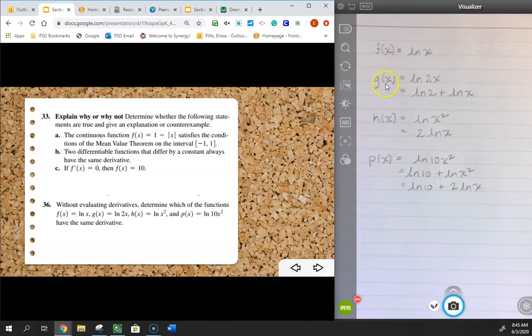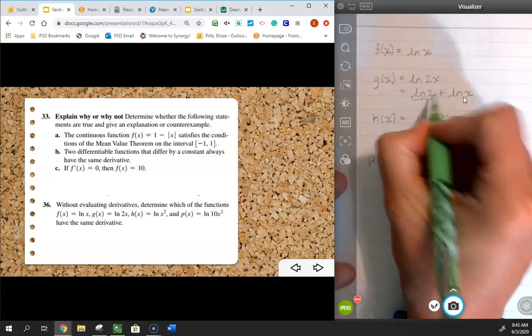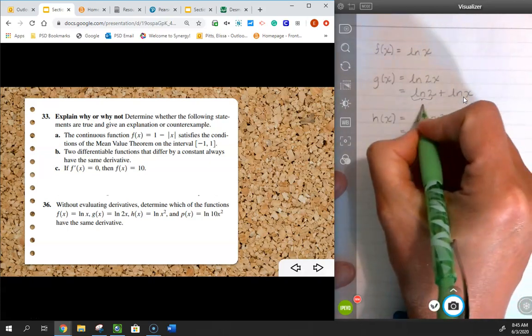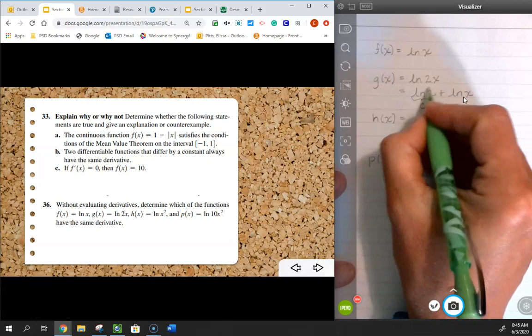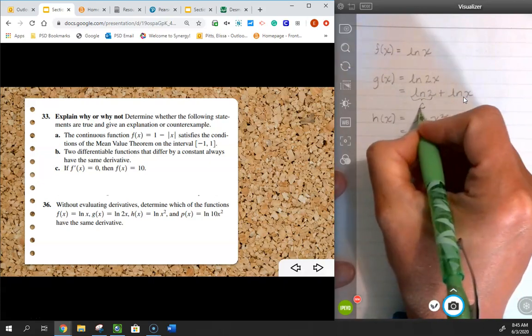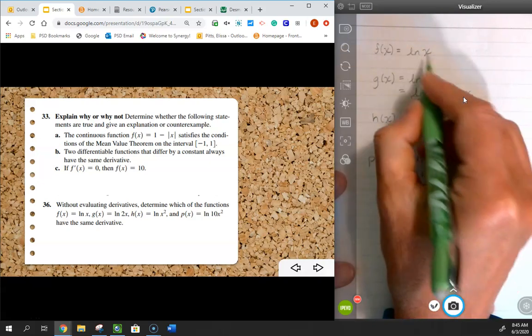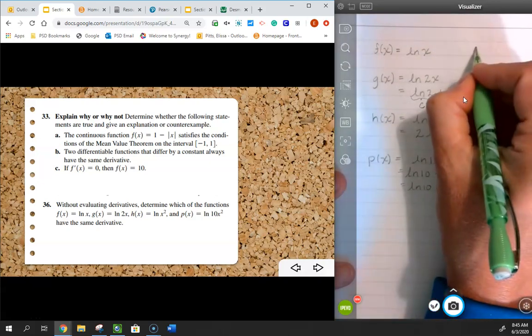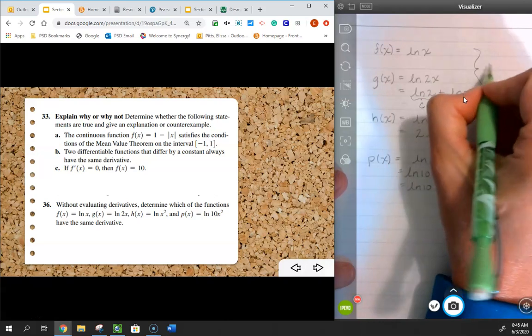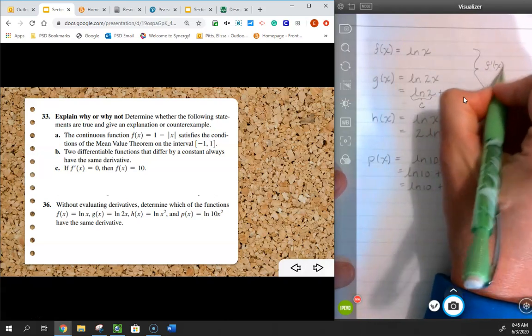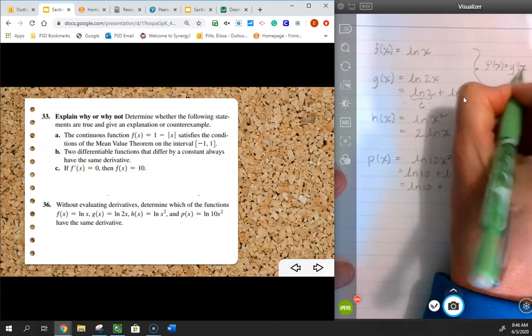Natural log of x, we could take its derivative. All right, and then I notice that g of x is equal to the natural log of 2 plus the natural log of x. But natural log of 2 is just a constant, just a number. And so the derivative of the natural log of 2 is 0. And so these two derivatives would be the same thing because they differ by only a constant. So without taking the derivatives, we know f prime of x is equal to g prime of x.